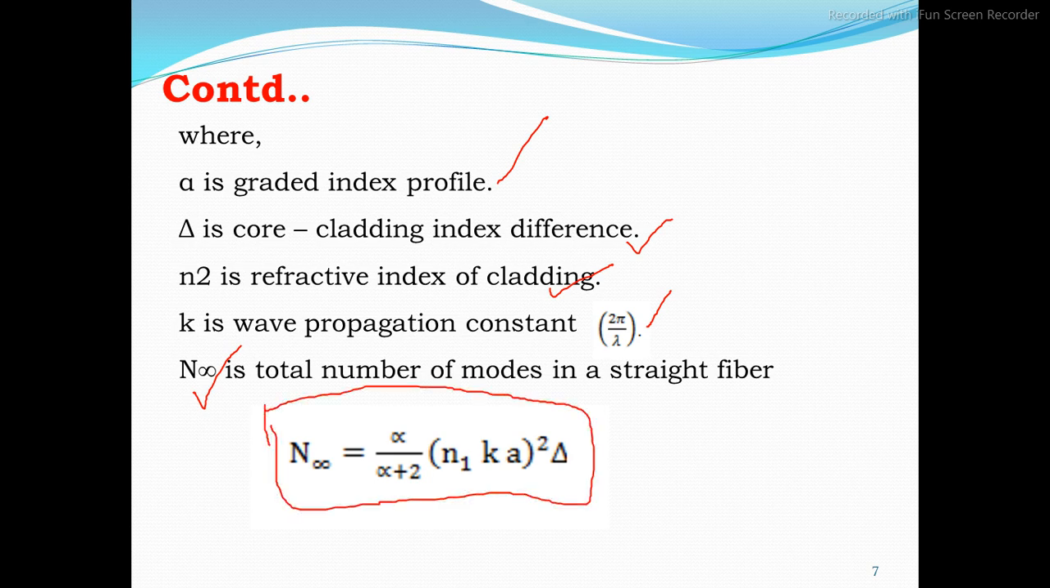Next one, classification of bending losses. Generally, the bending losses are classified into two types. First one is the micro bending losses. Second one is the macro bending losses.